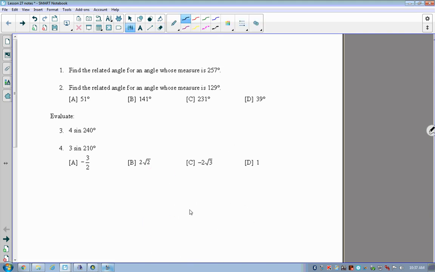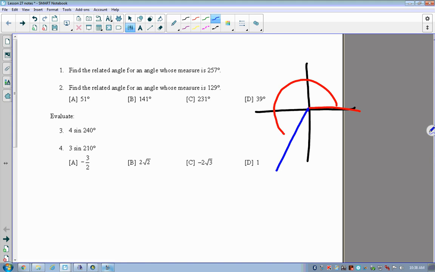We want to find a related angle for an angle whose measure is 257 degrees. All right, so our initial side is always this. Because it's a positive degree, we're going around this way. Okay, and which quadrant should I stop in? 257 degrees. Where am I going to stop? Third quadrant, right? Because the division line is what, at 270 degrees? Good. Okay, so we're going to stop somewhere in here.